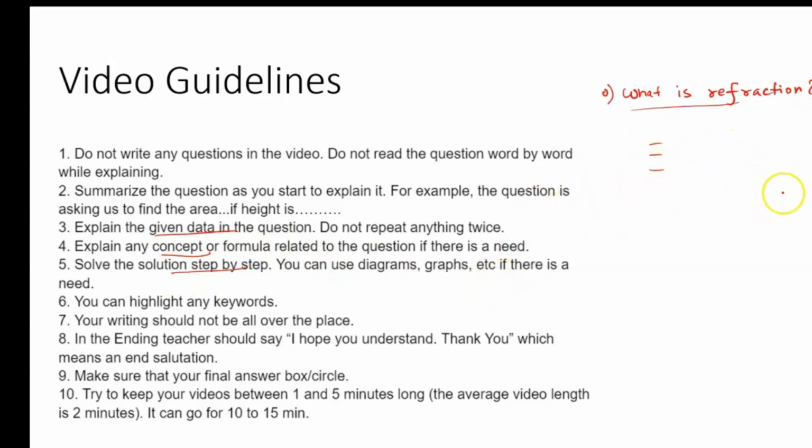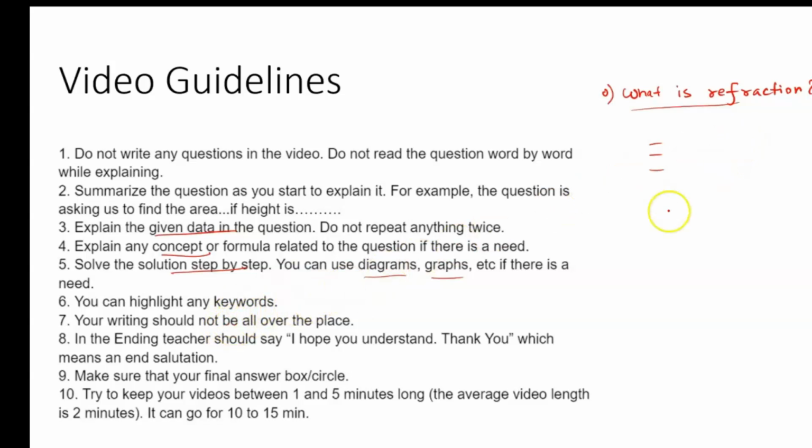You need to add diagrams, graphs, etc. if there is any need. Make sure that the diagrams and graphs do not have any watermark. The diagram should be a common license one, that is, non-copyrighted, or you can take it from the NCERT or any particular books. You can highlight main keywords.